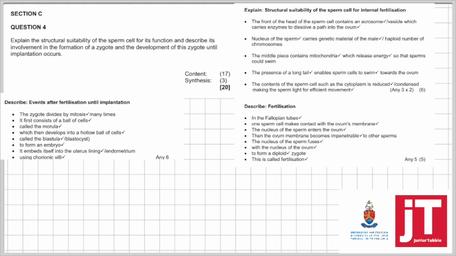So, first part, structural suitability of the sperm. The front of the head of the sperm contains an acrosome, good, which carries enzymes to dissolve a path into the ovum for fertilization. The nucleus of the sperm carries genetic material of the male or the haploid number of chromosomes.